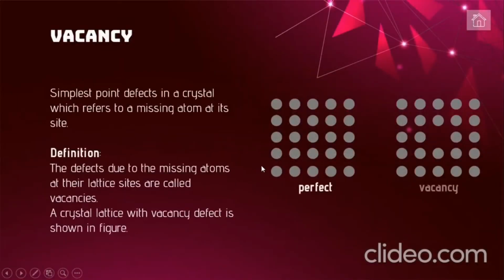So, the first type of point defect is vacancy. This is the simplest point defect in a crystal, which refers to a missing atom at its site. Like we can see here, this is the perfect crystal structure. Here we can see there is a missing atom. So this is what we call a vacancy defect.